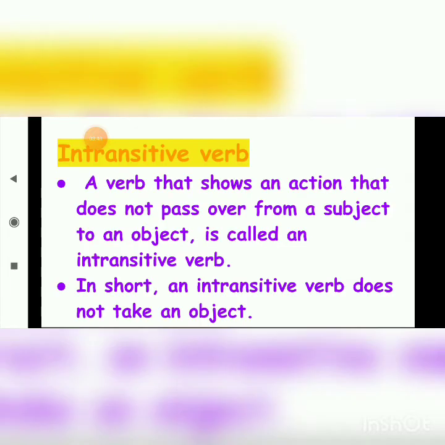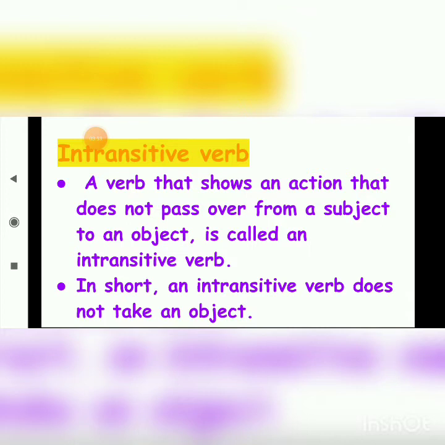Moving to our second example: The rain has stopped. Stopped again over here is a verb. It is not having any object. So what does it mean? A verb that shows an action that does not pass over from a subject to an object is called an intransitive verb.